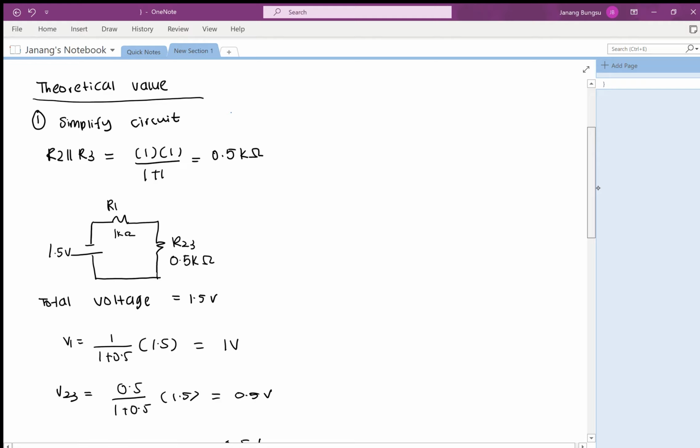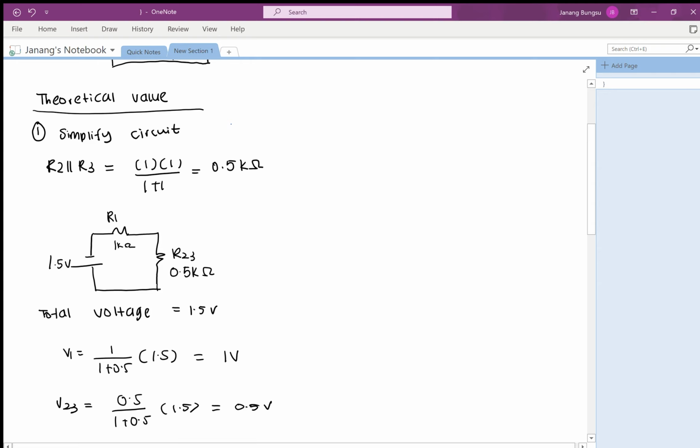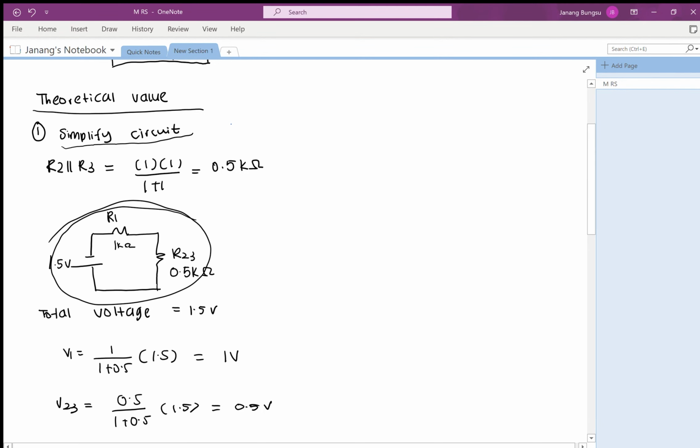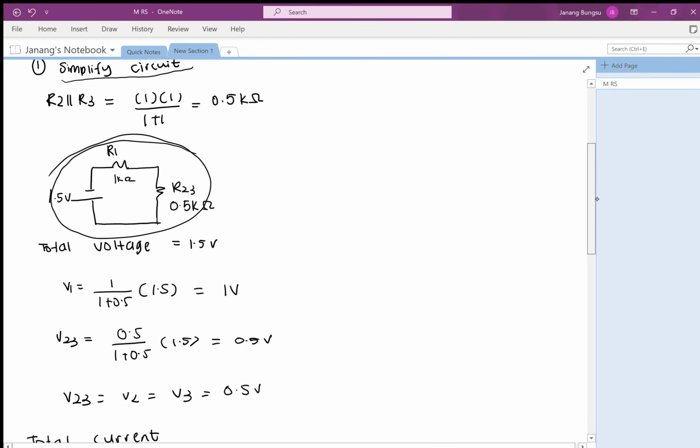First of all, I simplified this circuit by combining R2 and R3, which are connected in parallel. So we have R2 multiplied by R3 divided by R2 plus R3, and that gives us 0.5 kilo ohms. So this is my simplified circuit.